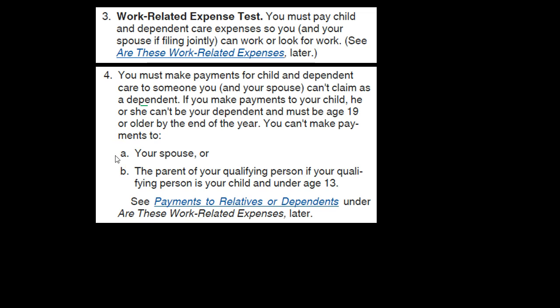So if a married couple can't pay expenses to the other spouse that could then be deductible for tax purposes for childcare if they're married filing joint. B, the parent of your qualifying person if your qualifying person is your child and under age 13. C, payments to relatives or dependents, are these work-related expenses later, so we will discuss this information in more detail later. Number 5, joint return test.